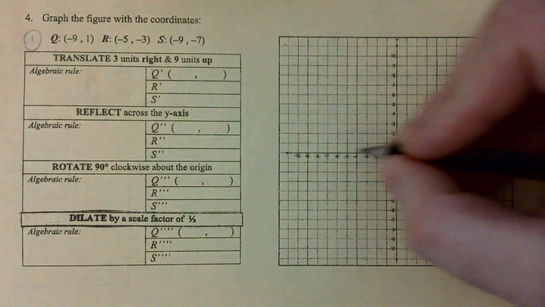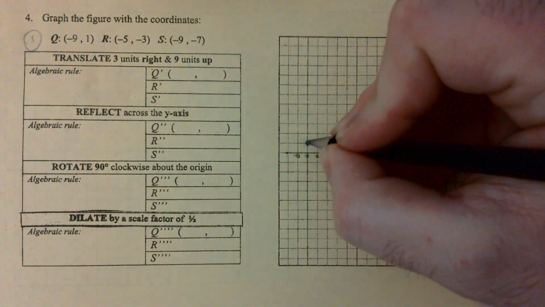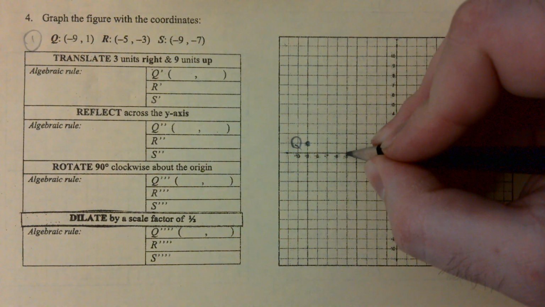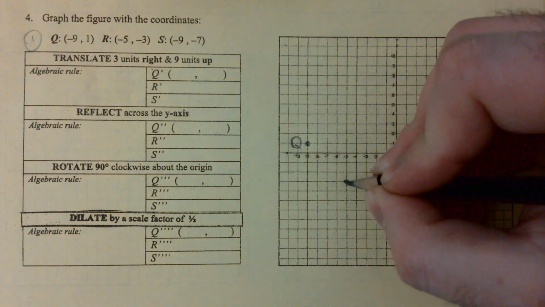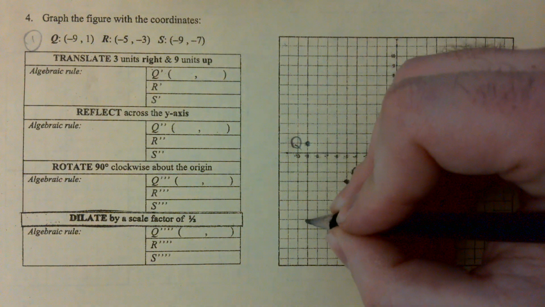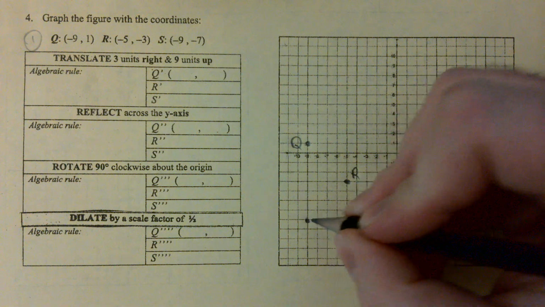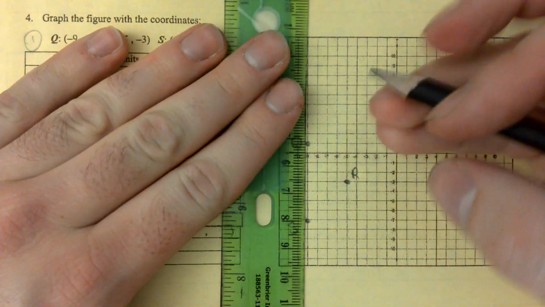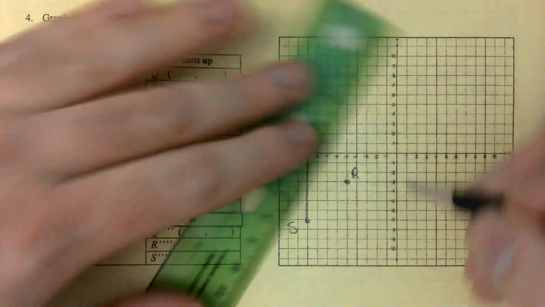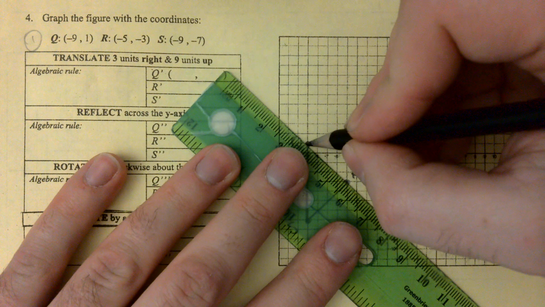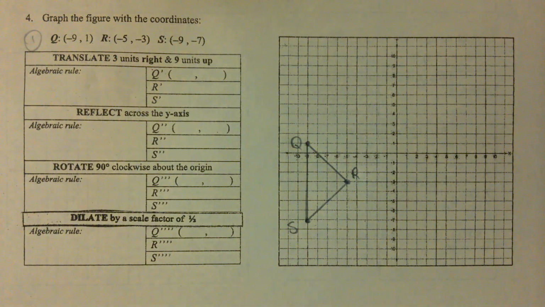I'm going to plot my pre-image so I don't forget that. Negative 9, 1. There's Q. Negative 5, negative 3. There's R. And negative 9, negative 7. There's S. Now this one dips a little bit out of quadrant 3 up into quadrant 2, but that's okay. Alright, that's totally fine. Let's see what we're going to do.